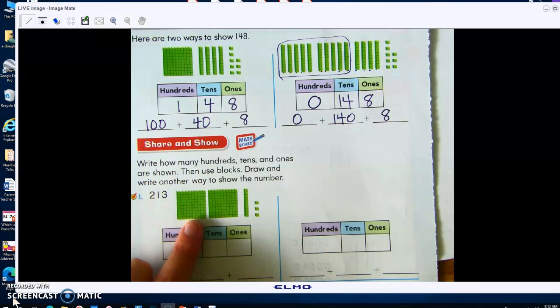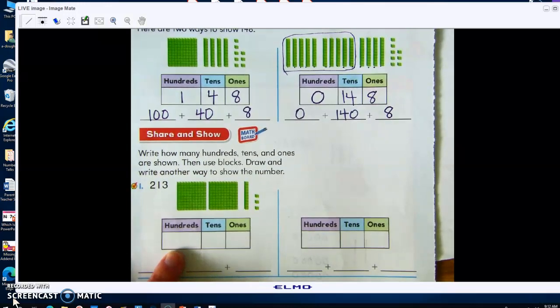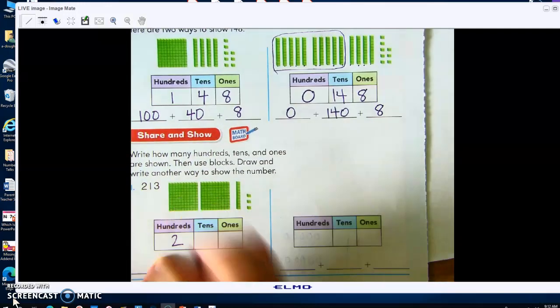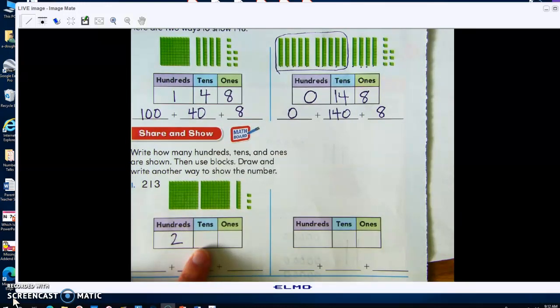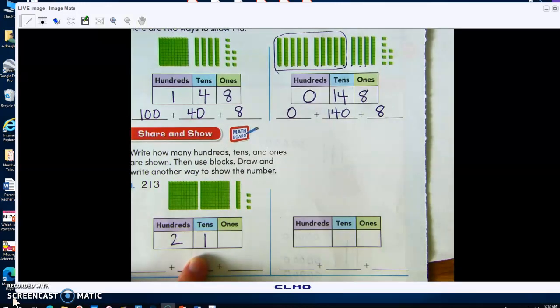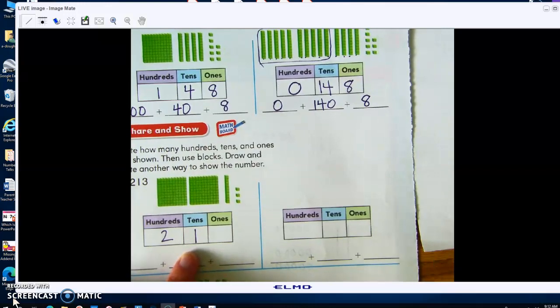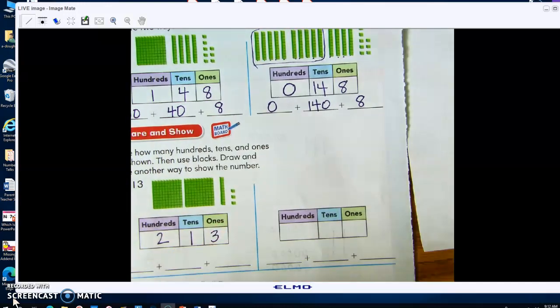They've already showed me 213. How many hundreds do I have, Alyssa? How many hundreds do I have here? How many hundreds did you have? 2 hundreds. How many tens do I have, Corbin? 1. How many ones do I have, Isaiah? 3. So now I'm going to write my expanded form.